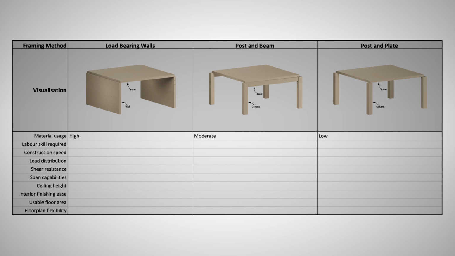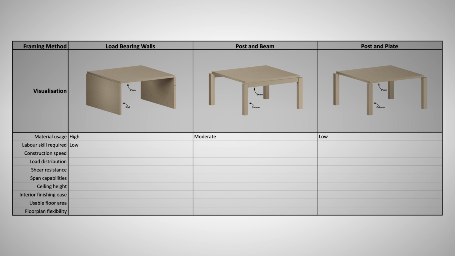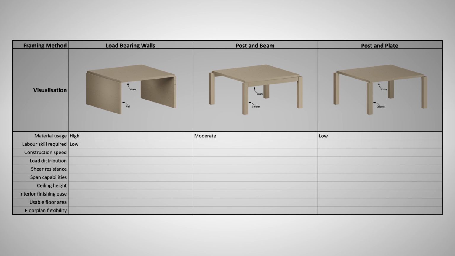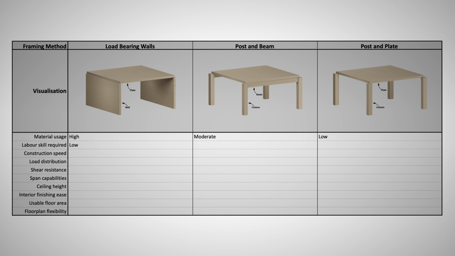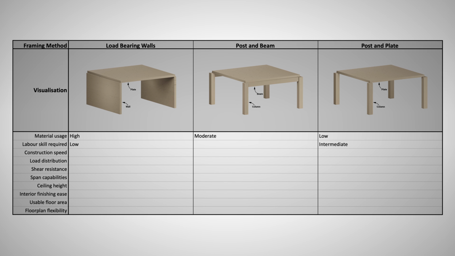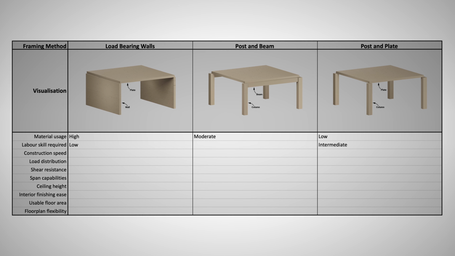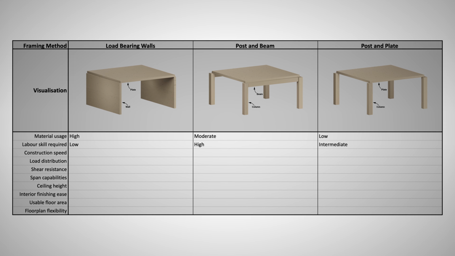Load-bearing wall construction requires minimal labor skills due to its straightforward nature. In contrast, post and plate construction might demand additional training, while the post and beam method requires a high level of precision.